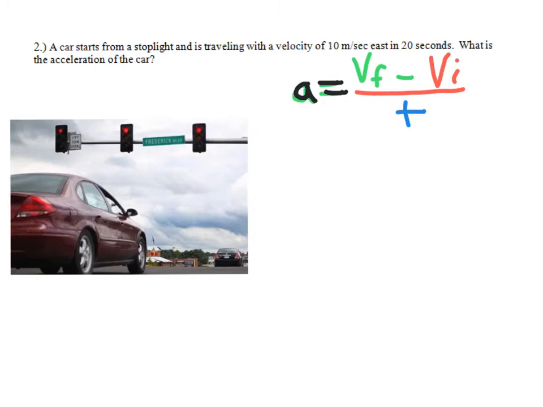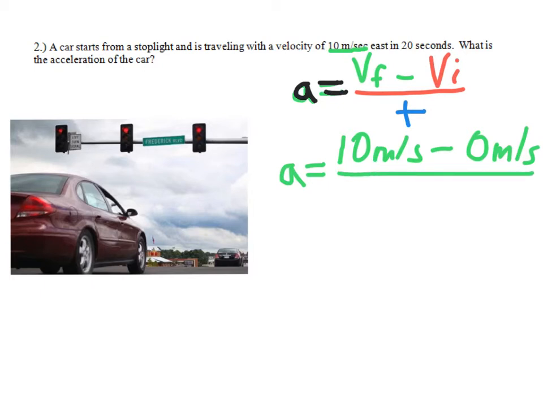So we're going to find the other parts in the equation here. It says a car starts from a stoplight and is traveling with a velocity of 10 meters a second east in 20 seconds. So here our V final is going to be this 10. When we write this out, we'll have A equals 10 meters per second, minus our V initial. It was stopped initially, so our initial is 0 meters per second. And we're going to divide that by the time that it took, so it took 20 seconds.